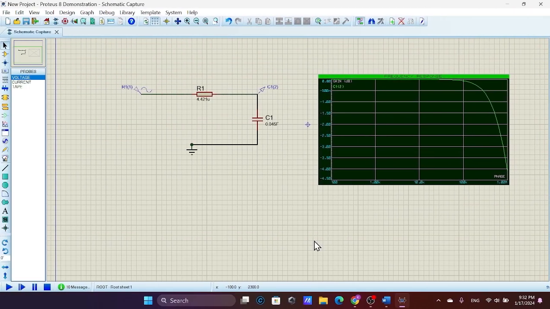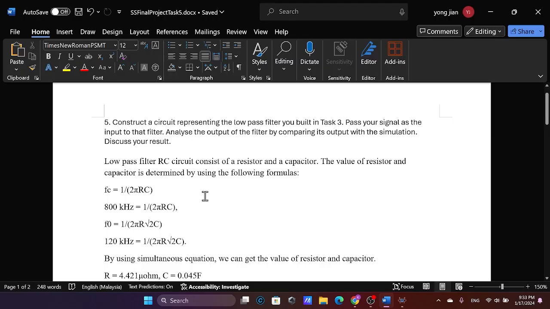Hello everyone, my name is Koo Yongjian and I will talk about task 5 in this final project. In task 5, we have to construct a circuit representing a low-pass filter and compare the output of the filter with the simulation. A low-pass filter RC circuit consists of a resistor and a capacitor, and we have to calculate these two values by using the F0 and the FC given in attachment 1. For our group, the F0 given is 120 kHz, while the FC is equal to 800 kHz.